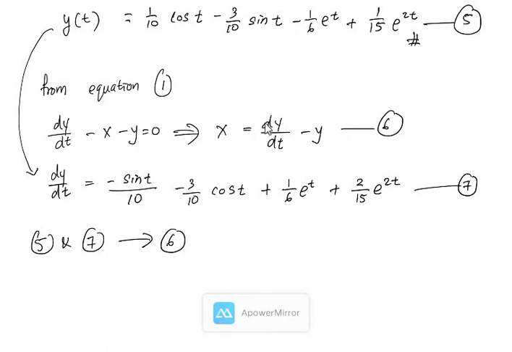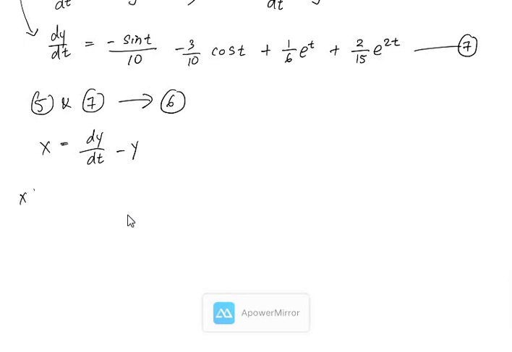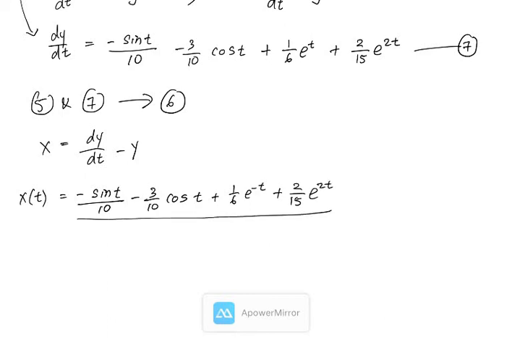This is because in equation number 6, the dy over dt is actually like this one, minus y is referred to this one, so we obtain x. So therefore, x is equal to dy over dt minus y, where we substitute in all the dy over dt and y. So I get x(t) equal to minus sine. So this is for the dy over dt. Then minus the y, which is negative 1 over 10.